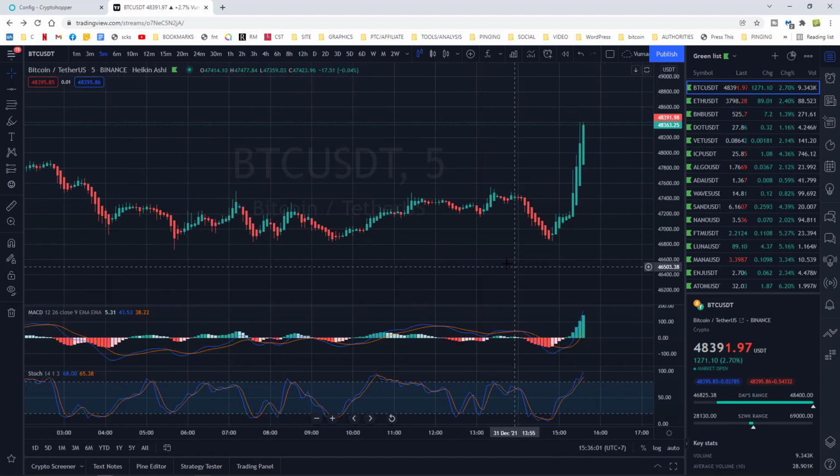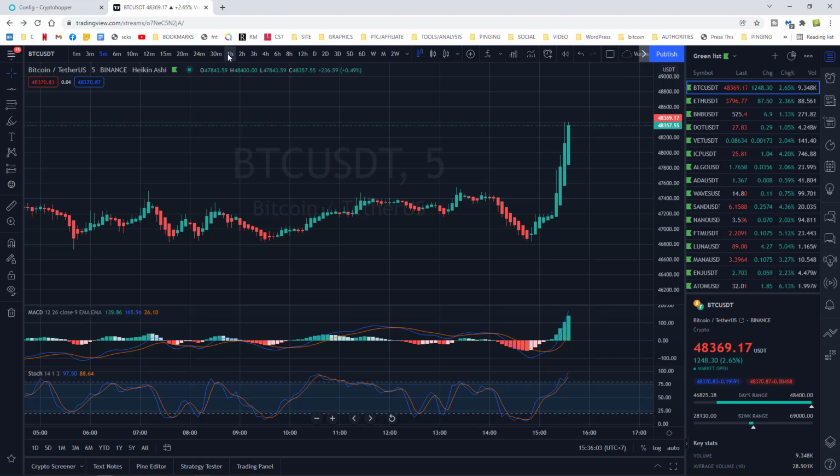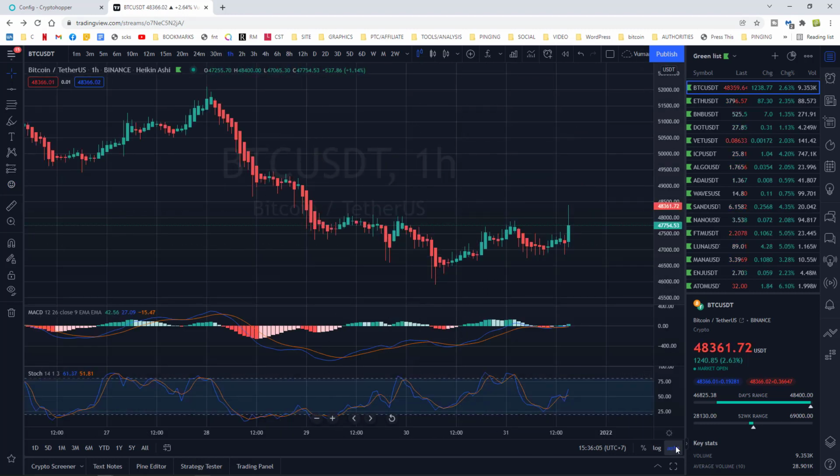I do like this pump. Look at that. Come on, get up there, Bitcoin.